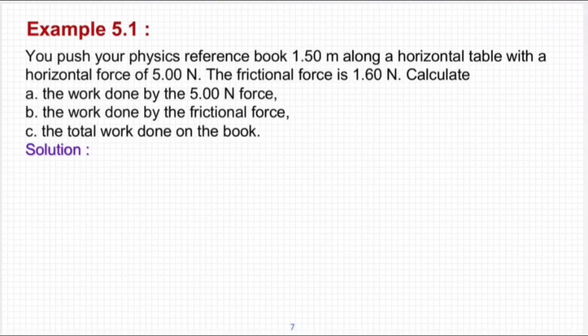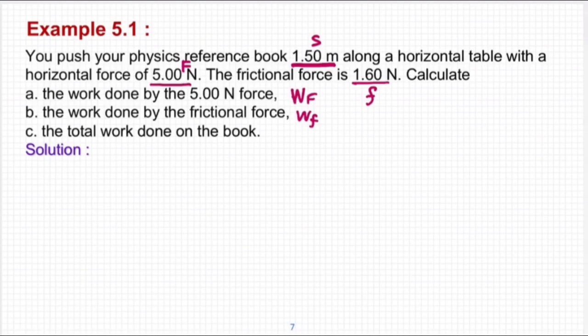Okay, now let's try and solve this question. We have a physics reference book which is pushed 1.5 meters along a horizontal table with a horizontal force of 5 Newton. So in this question, we are given the displacement and also the force. And we are also given the frictional force, which is 1.6 Newton. Okay, we are asked to calculate the work done by the 5 Newton force, and we can write this as WF.